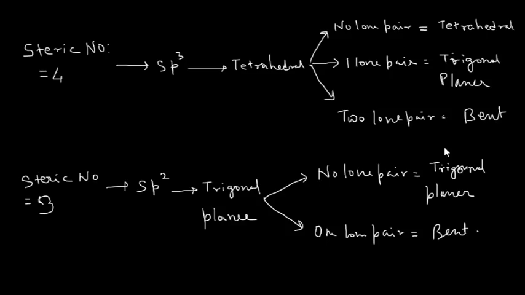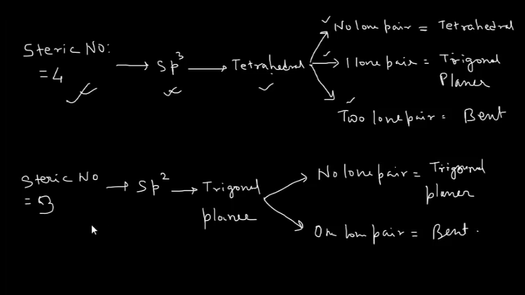Now let us summarize the steric number, hybridization, shape, etc. If the steric number is 4, then the hybridization is sp3, and a tetrahedral arrangement of electron pairs is found. In that, 3 cases can be there. First, no lone pairs, in that case the shape is tetrahedral. Second, 1 lone pair, in that case trigonal pyramidal, and 2 lone pairs, in that case the shape is bent.